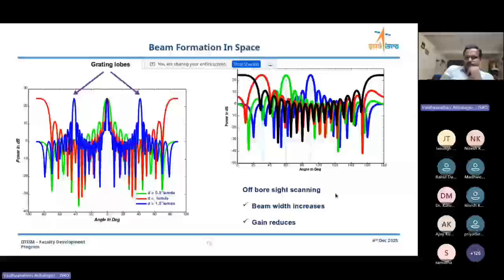And also you could see that when the beam starts moving from its boresight, its gain reduces, whereas the beam width broadens. So these are the principles of phased array.